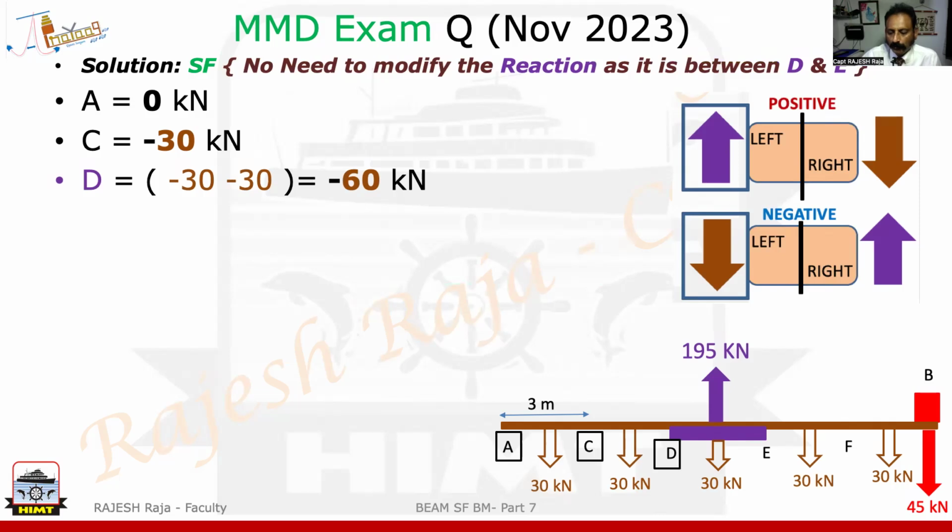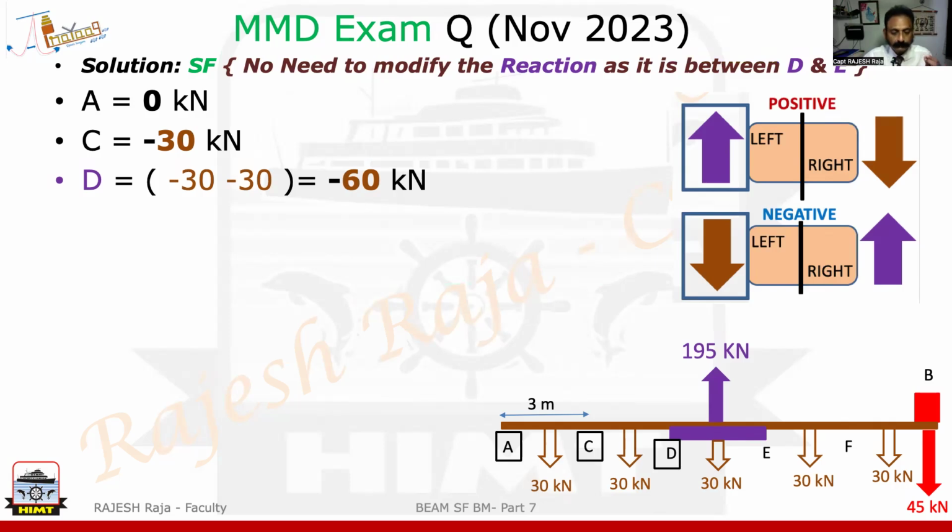Now, in the question you can directly jump to Echo because that is the next frame. Normally, we always draw SF and BM only on the frames, but I would like to calculate one exactly at the center also, because that will give me a better diagram of SF and BM. Otherwise, you don't have any ordinates between D and E, and that is 3 meters long. So it is quite long.